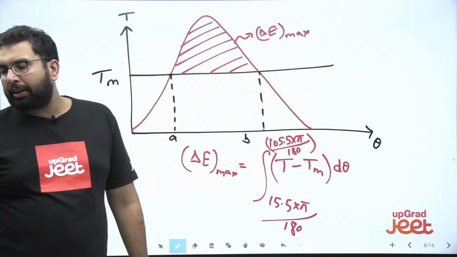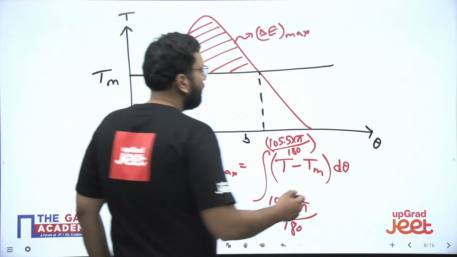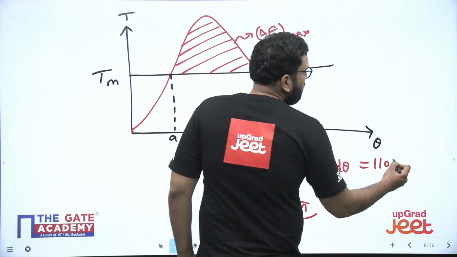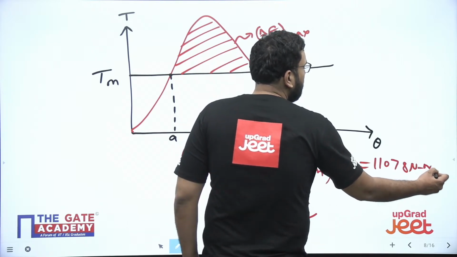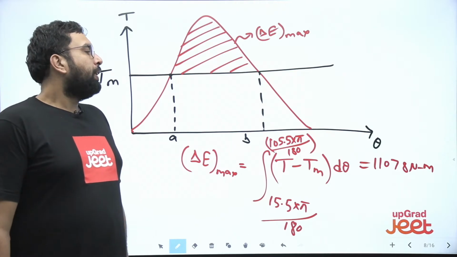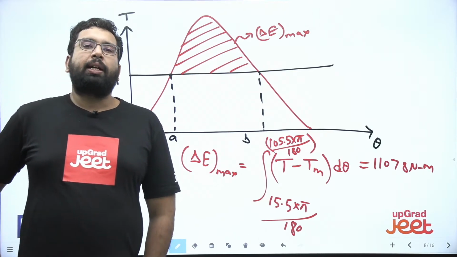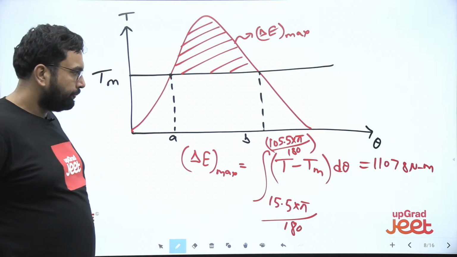I hope all of us can integrate it between these limits, and when we integrate it, we will be getting 11078 Newton meter. Is it fine to everyone? Please answer me. 11078 Newton meter. Are we getting the same or not? Yes or no?